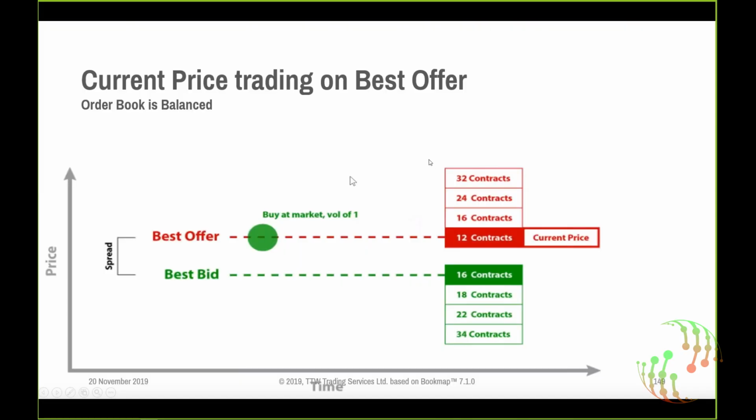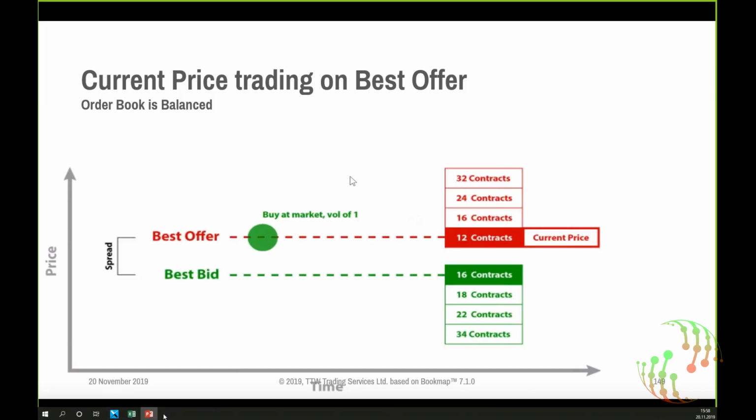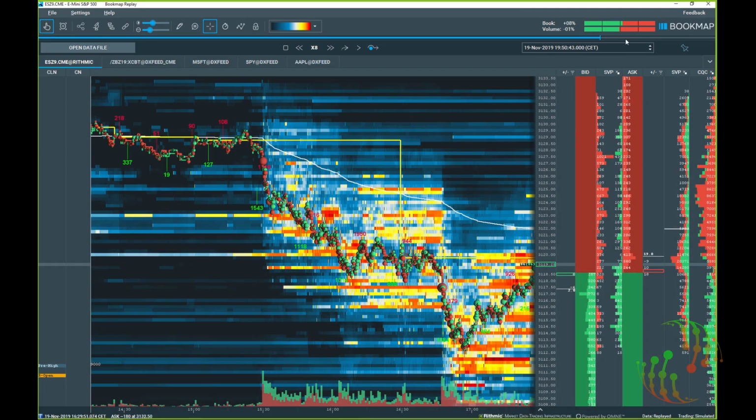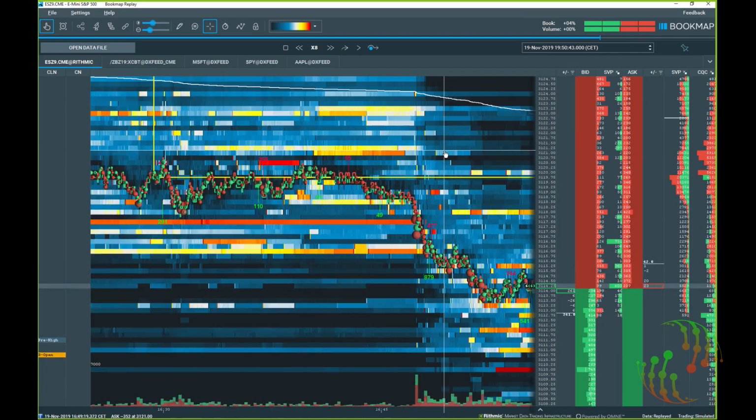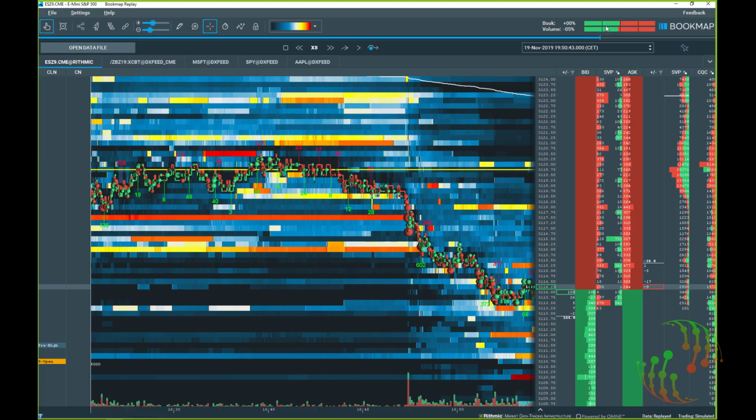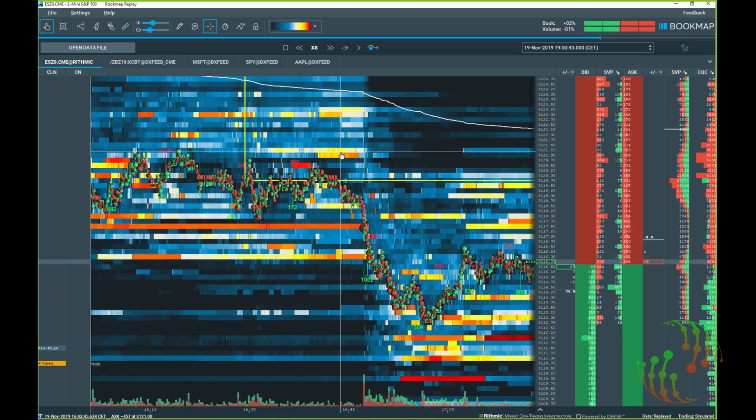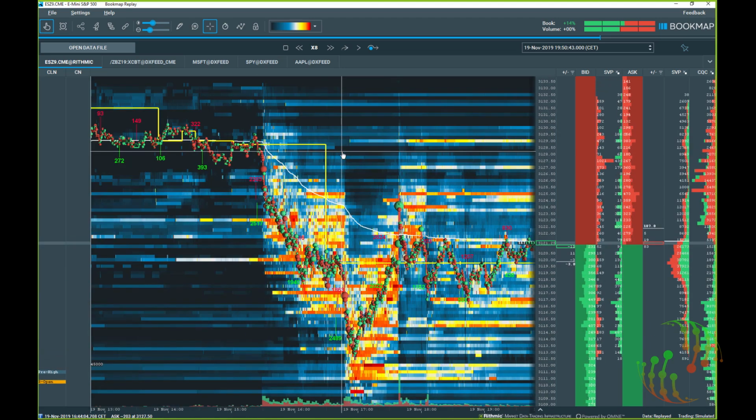You see that here in this scheme, in this example, the current price is trading on the best offer. That means here again 12 contracts, the order book is balanced. That means we have 32, 24, 16 and 12, and also below 60, 80, 22 and 34. By that it is balanced, because have a look here. It's balanced now. The green is 50% and this red one, the ask side, is also 50%. Let's see if we can find a strong imbalance somewhere.